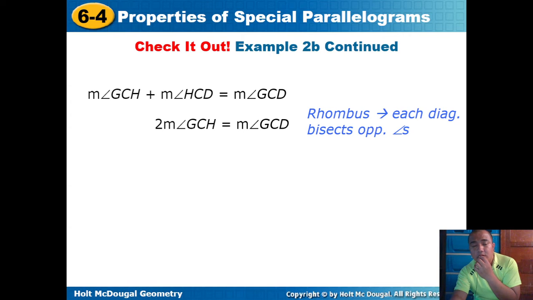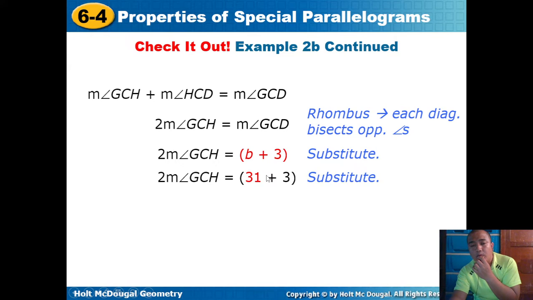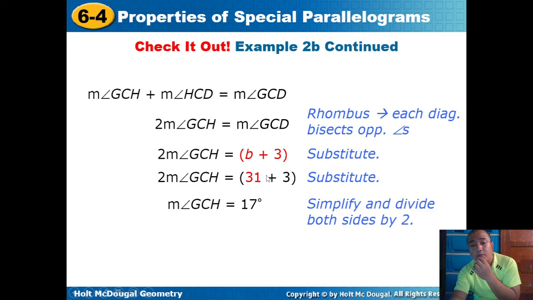So, measure of angle GCH plus measure of angle HCD equals measure of angle GCD. So, since equal yung GCH and HCD, twice siya. 2 times the measure of angle GCH is equal to b plus 3. Given naman yan. Angle GCD is b plus 3. And b is 31. 34 divided by 2 is 17. Therefore, the measure of angle GCH is 17 degrees.